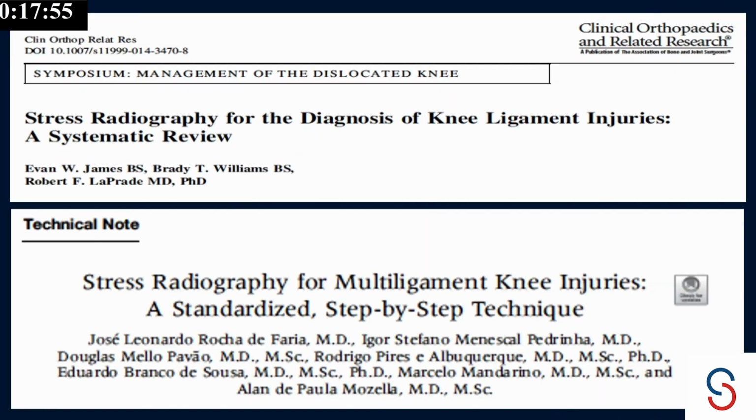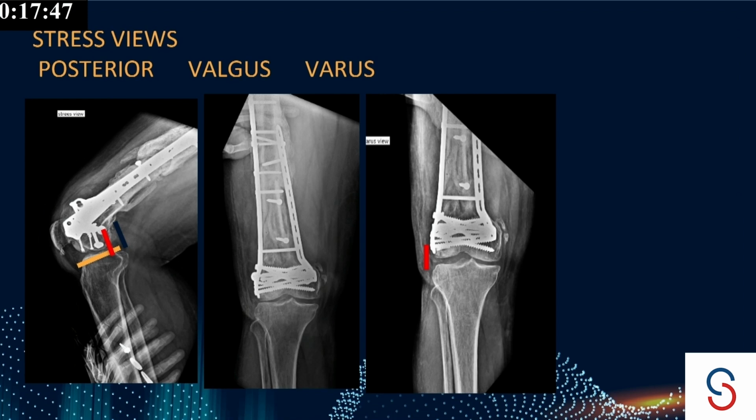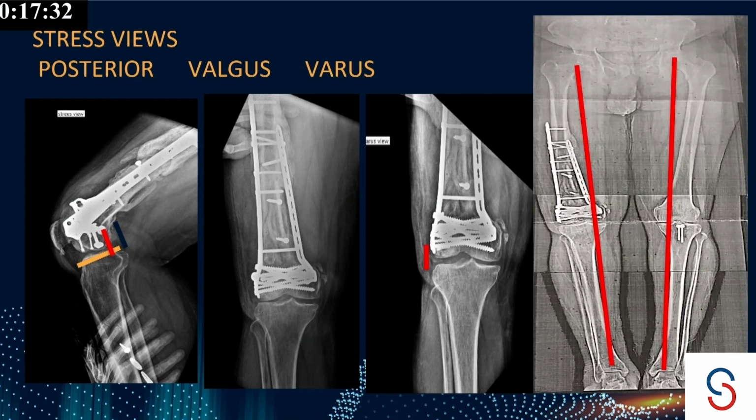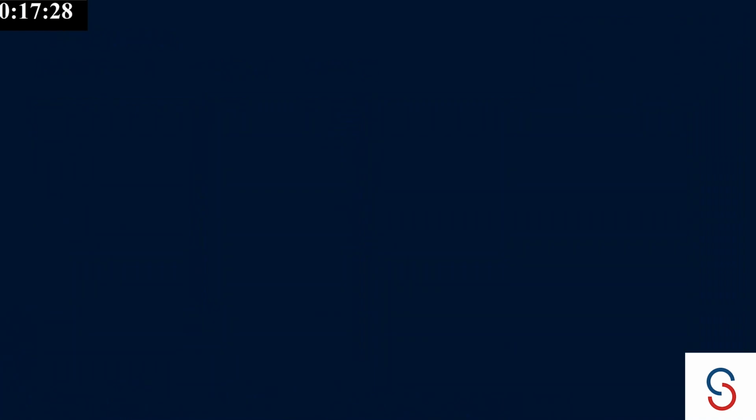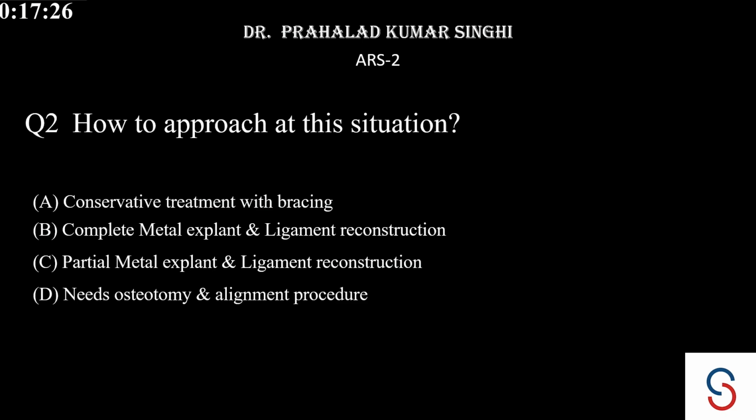This is a very good paper by the LaPrade group, where they have shown that the stress X-ray can confirm the diagnosis in these kinds of injuries. We are all aware that stress X-rays give us good information when we are not able to do an MRI. The amount of opening or the translation can tell us that there is a significant ligament instability, and a scanogram also helps us to plan what to do next. So the second ARS.